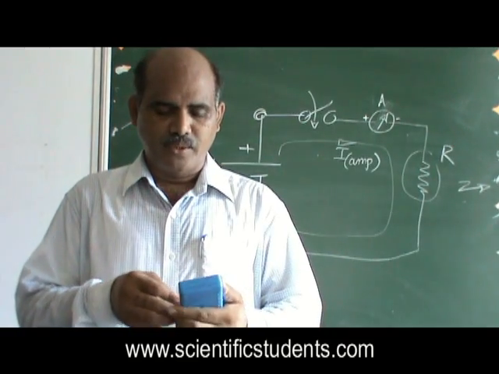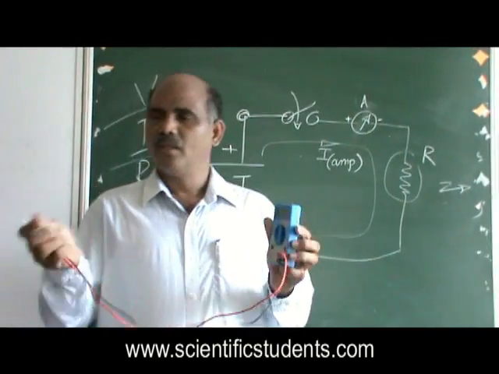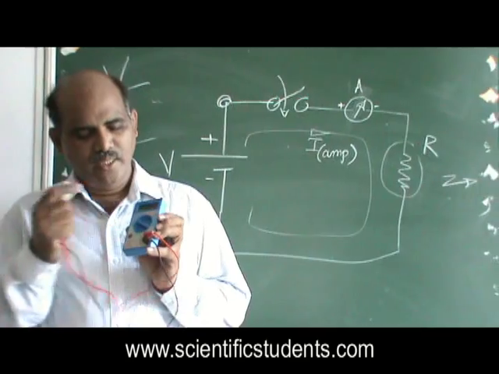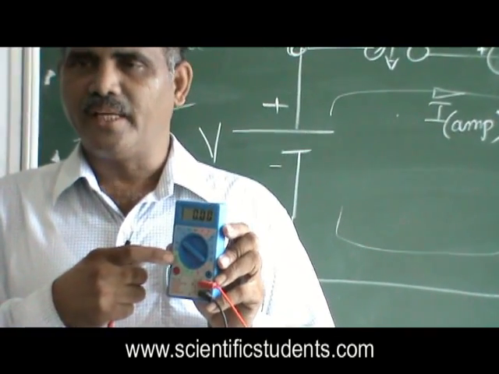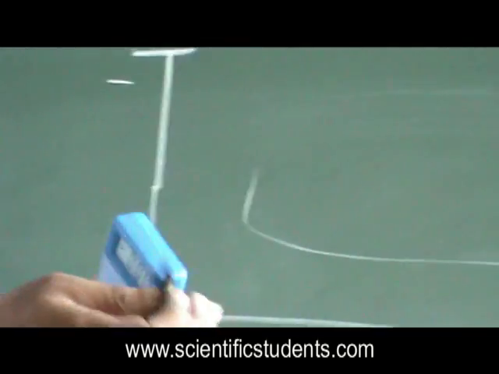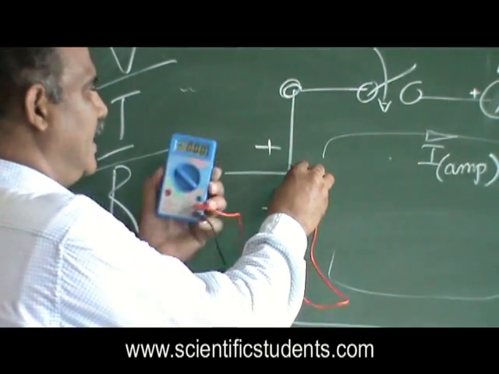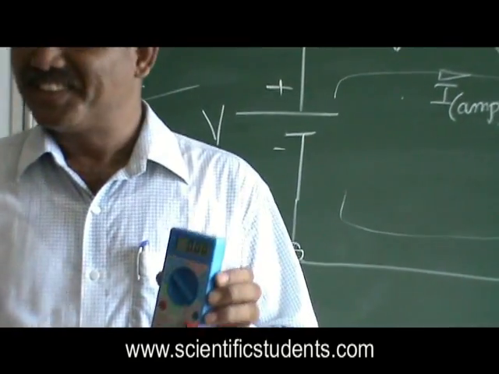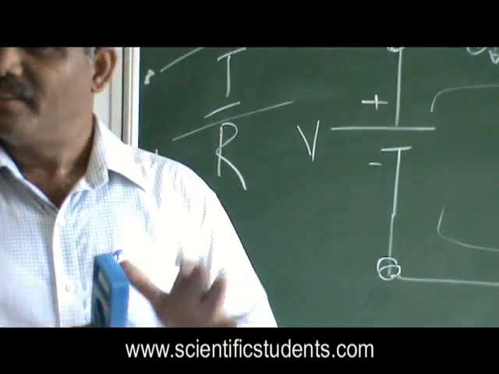Now I am putting these probes here to measure. Keep the multimeter in the volts reading, because this setting is to read the voltage and this one is to read the current. Connect the battery positive to positive, negative to negative. What voltage is it showing? 9. So the voltage of the battery is 9 volts. Note down on your paper, V is equal to 9 volts.